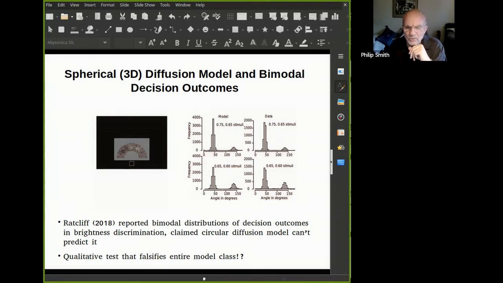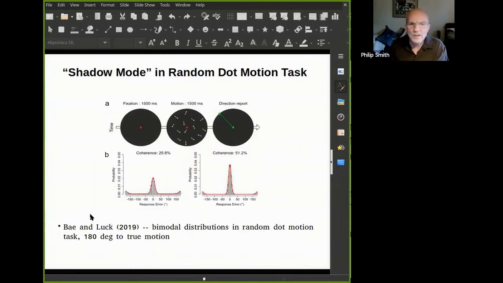And Roger made the claim that the circular diffusion model can't predict these sorts of patterns. Indeed, there's a stronger implication here that bimodality represents a qualitative test that falsifies the entire class of models. So naturally, I was interested to investigate this. So I used a somewhat different task, which was more compatible with the underlying geometrical structure of the model, which was a continuous outcome version of the random dot motion task.